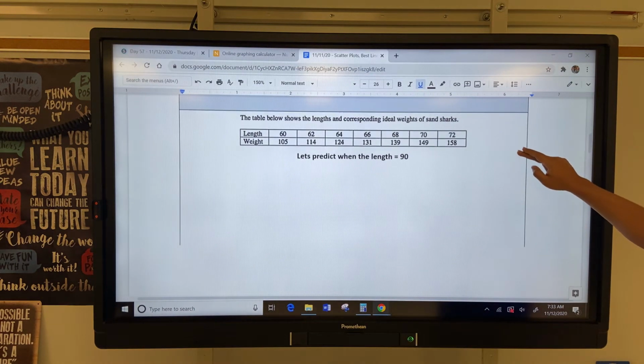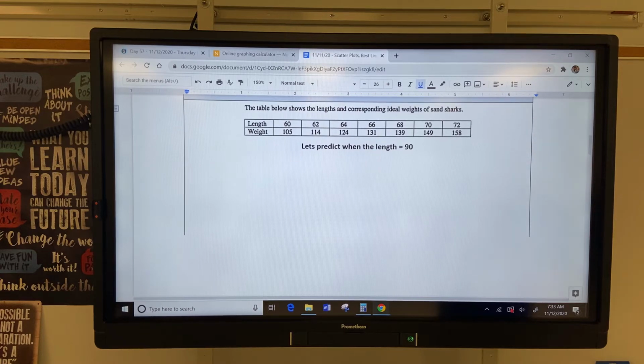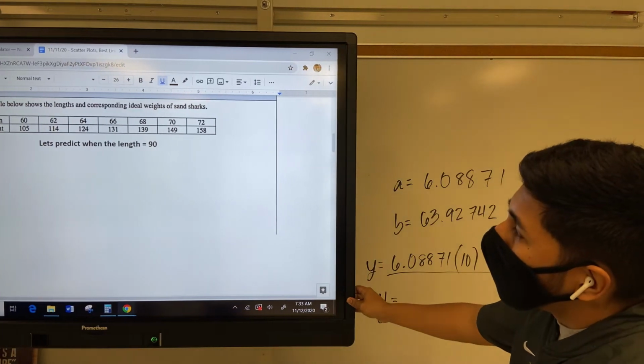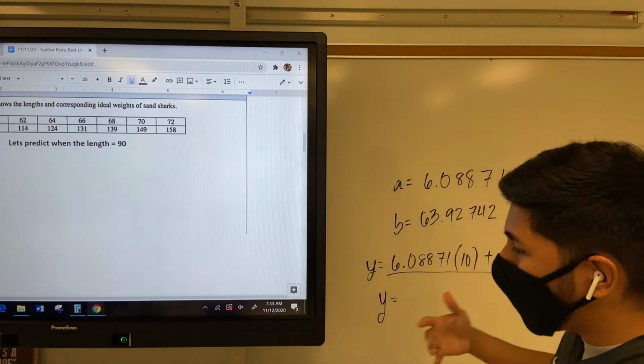The table shows the lengths and the corresponding ideal weights of sand sharks. Okay. So I guess it's saying the longer it is, the heavier it is, right?